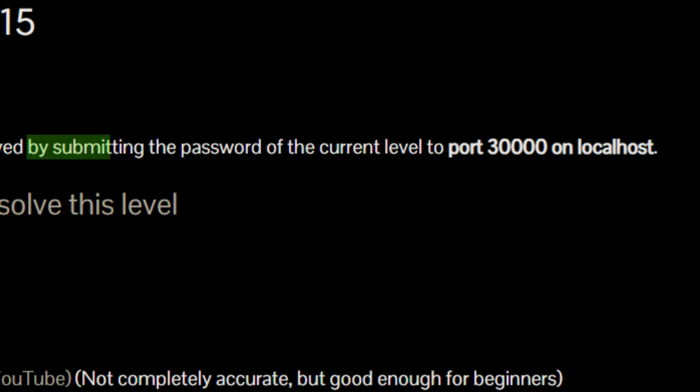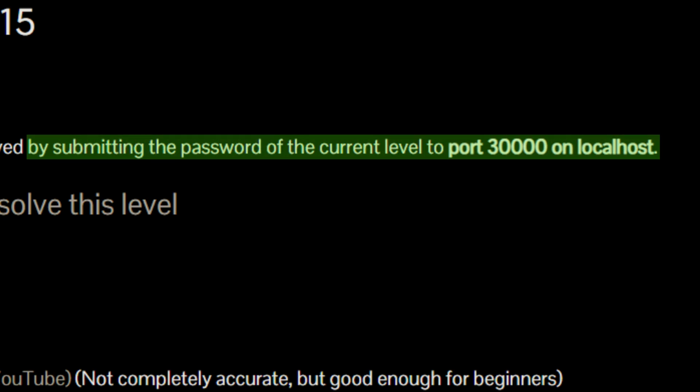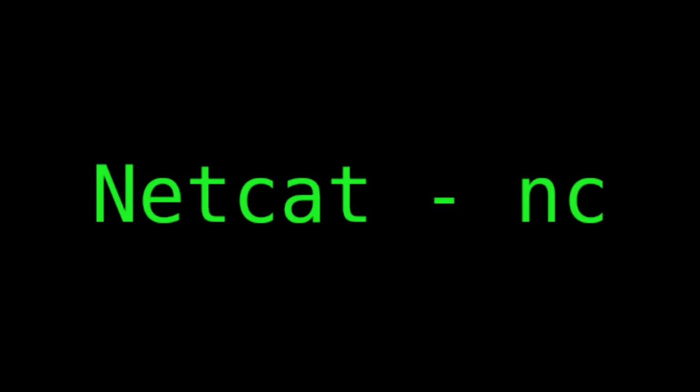In this level, we submit the password for level 14 to a service running on port 30,000 on localhost to get the next level's password. We use the command nc for this.